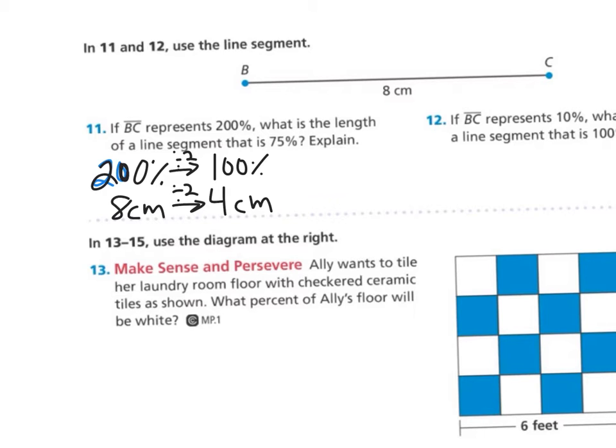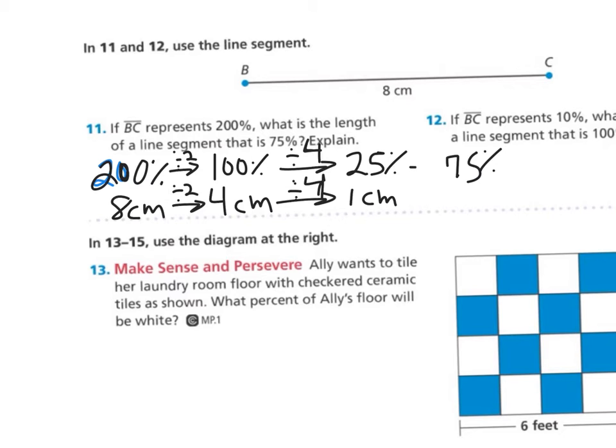100 going to 75 is not real great either. So what we can do here, though, if you divide by 4, that'll get us to 25%. I know 25 will work well with 75. 4 divided by 4, that would be 1 centimeter for 25%. And then now I can get to 75%. So 25 to 75 would be multiplying by 3. So then 1 times 3, that would be 3 centimeters.